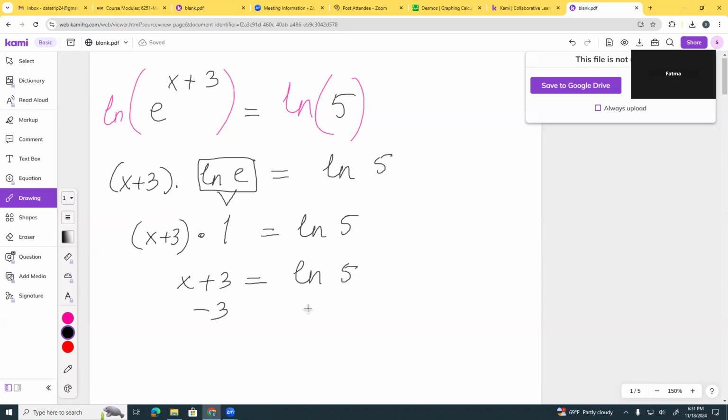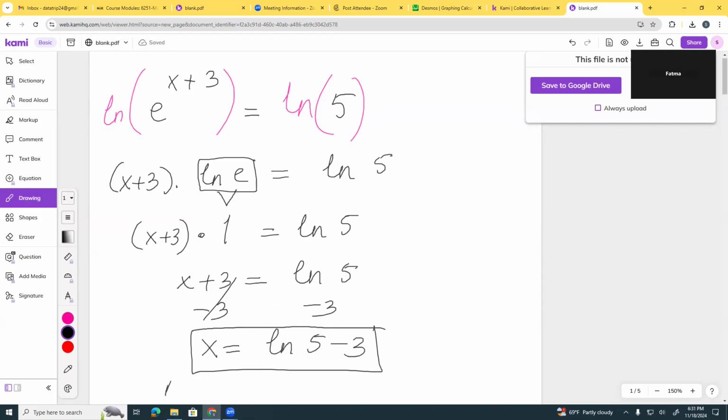So in order to solve for x, I just have to subtract 3 from both sides. So ln 5 minus 3 is what I need for the x to be. So the answer I will choose on the test from the answer choices is ln 5 minus 3, what I will pick for this problem on the test.